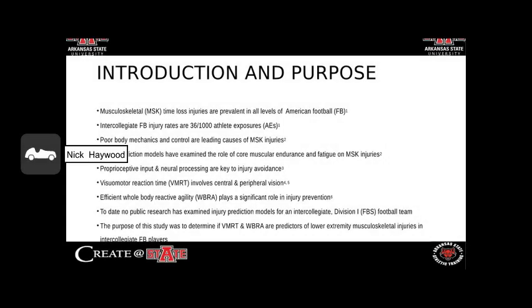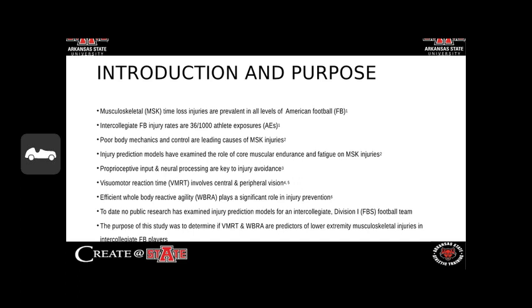The purpose of this study was to determine if reaction time in both visuomotor and whole body reaction agility were predictors in sustaining lower extremity injuries in players of a Division I football bowl series, or FBS for short. There are approximately 36 injuries that occur for every 1,000 athletic exposures, and a leading cause for this is poor body mechanics and control. There are prediction models that have examined the role of core muscular endurance and fatigue on musculoskeletal injuries to support this. However, there has been no injury prediction model to date that has looked at a Division I FBS football team.